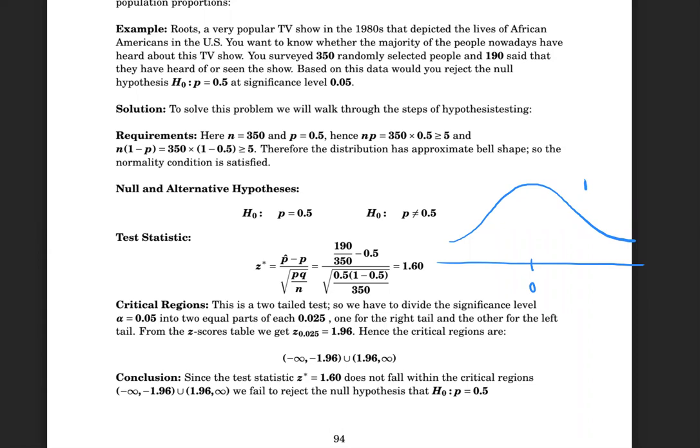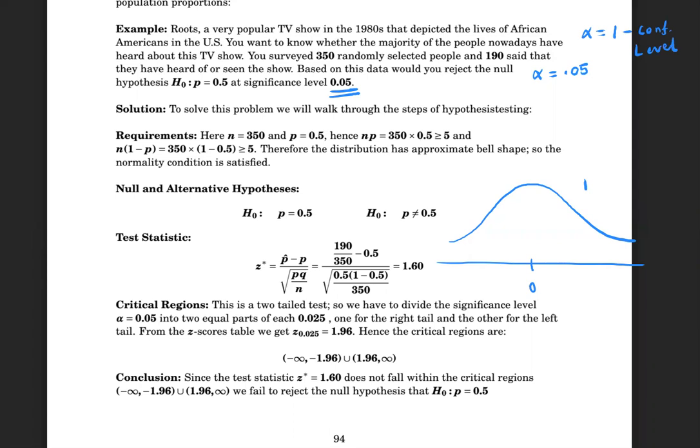Now, let's go ahead and find out which tail we are testing. Our significance level is 0.05, so alpha is equal to 0.05. Remember how we found alpha in the last chapter? It was 1 minus the confidence level. So that's the significance level.